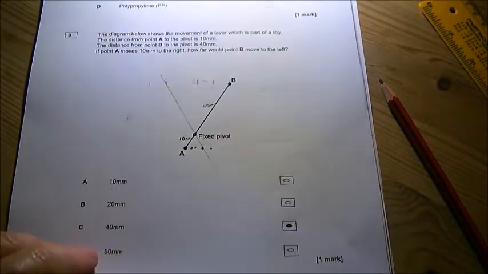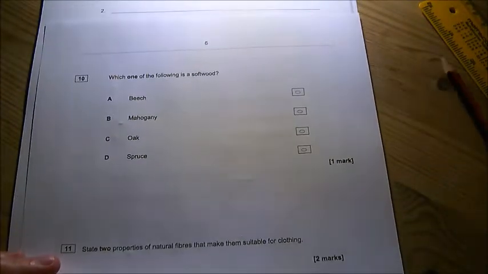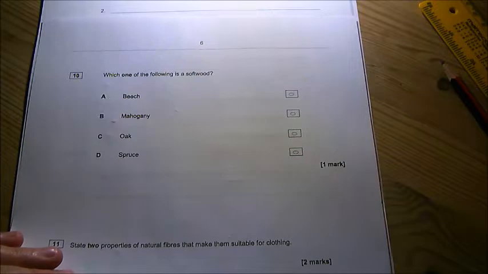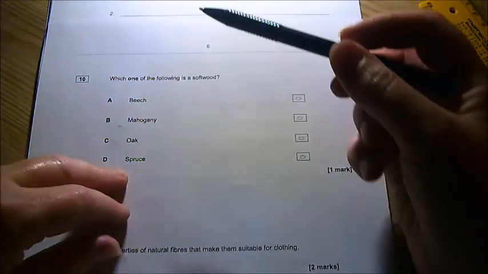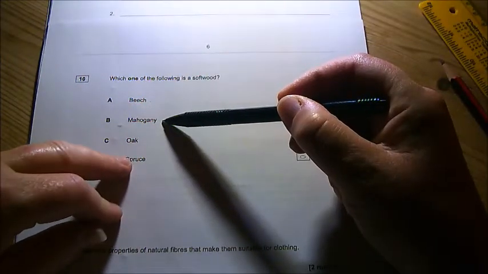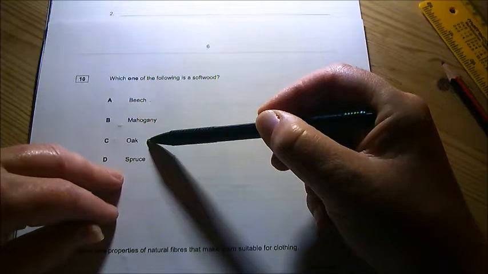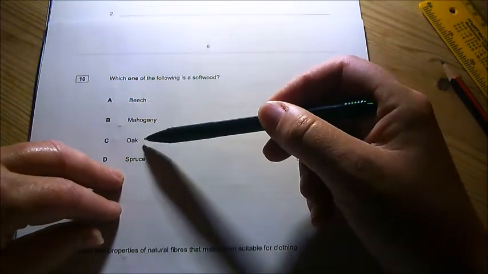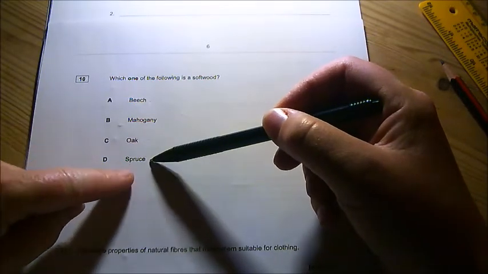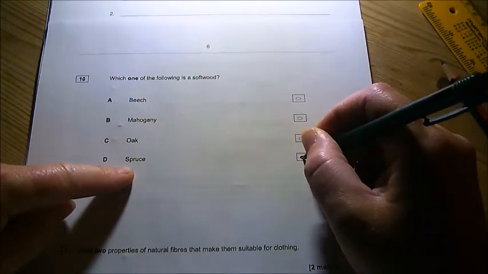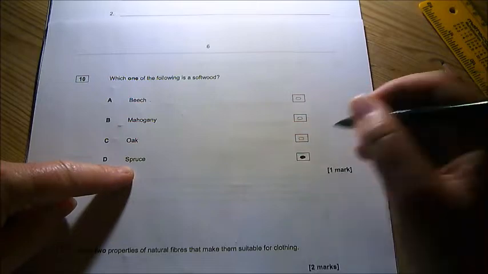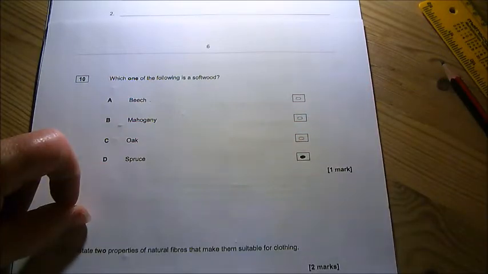Okay, on to question 10, and the last one now for the multiple choice. So which one of the following is a softwood? Right, I definitely remember doing this. So I know that beech is a hardwood, I know that mahogany is a hardwood, I know that oak is a hardwood. So by process of elimination, even though I do know that spruce is a softwood, I can confidently mark down spruce as the answer.